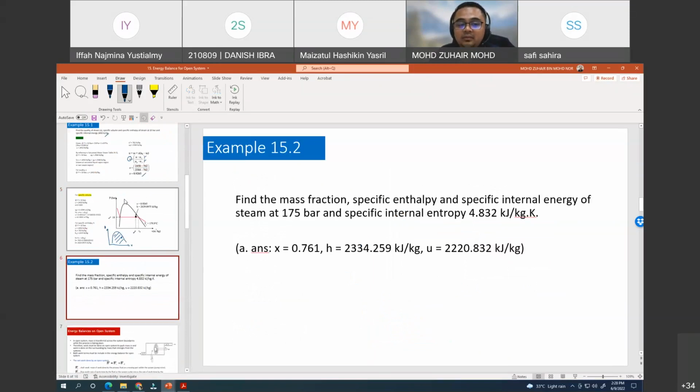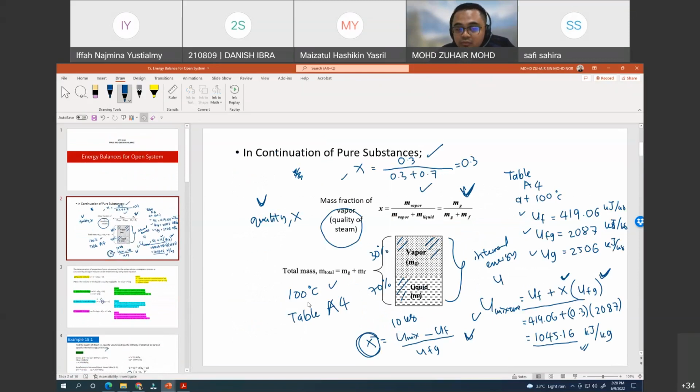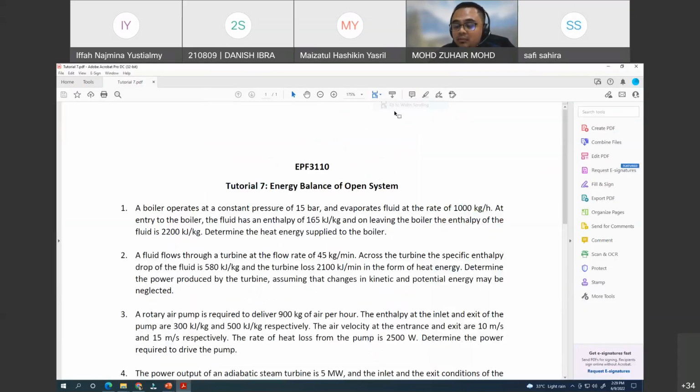That's about test 2. I really hope that you're going to excel in test 2, because the topic that will be covered in test 2 is not that much. So hopefully you have more time to study. Okay, so we are going to proceed with tutorial 7, and this is for the energy balance of open system.